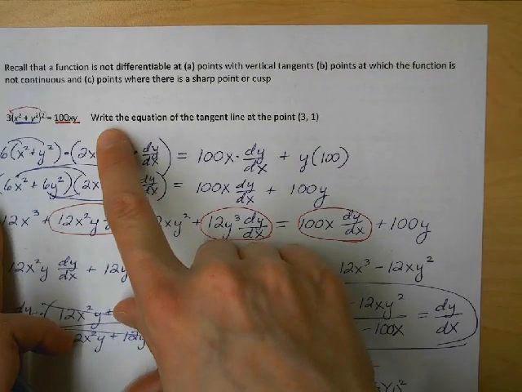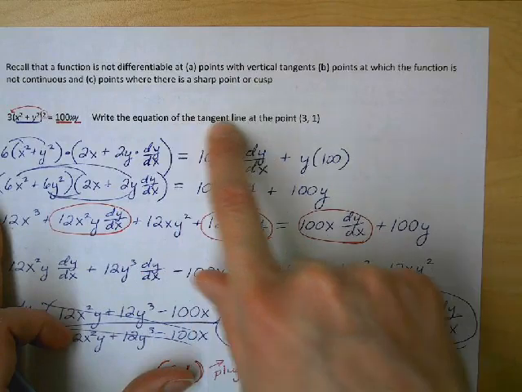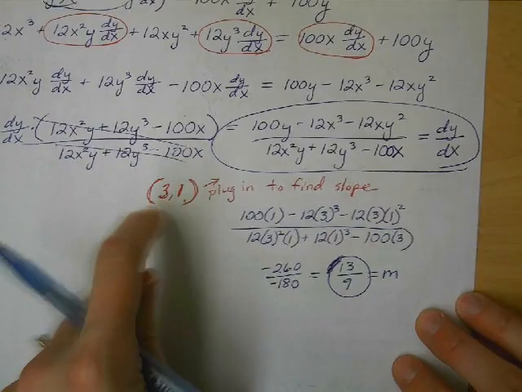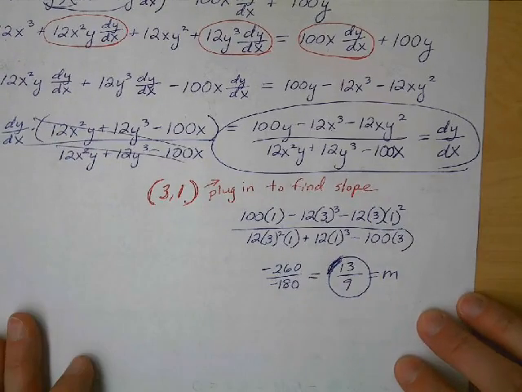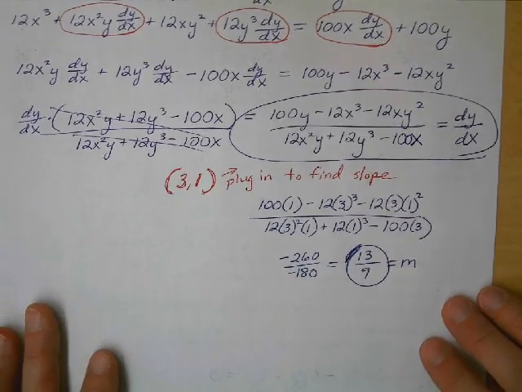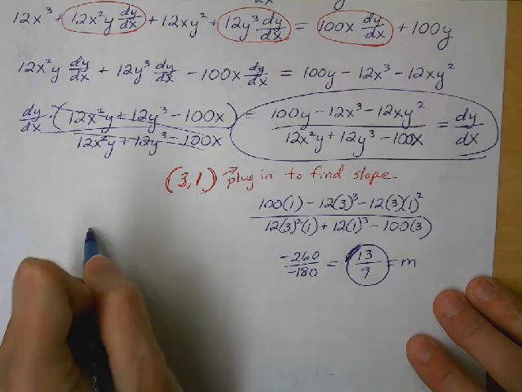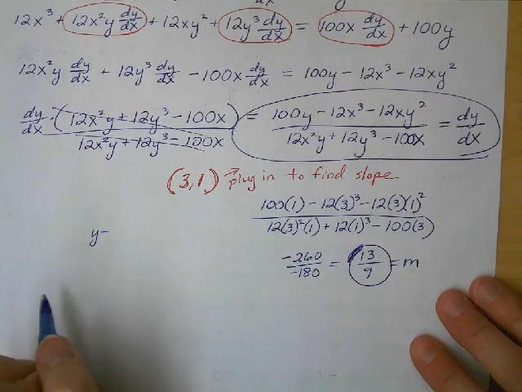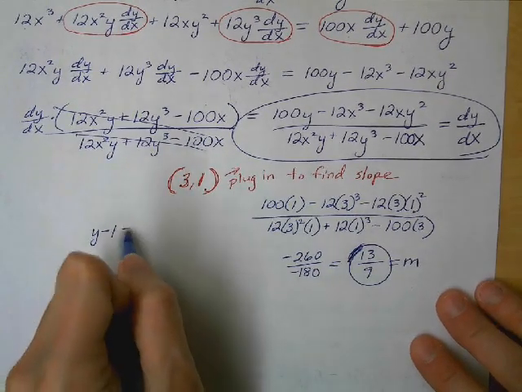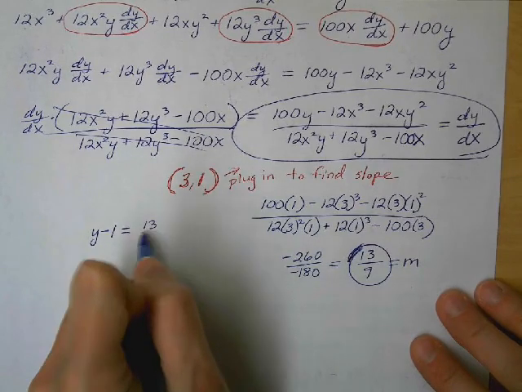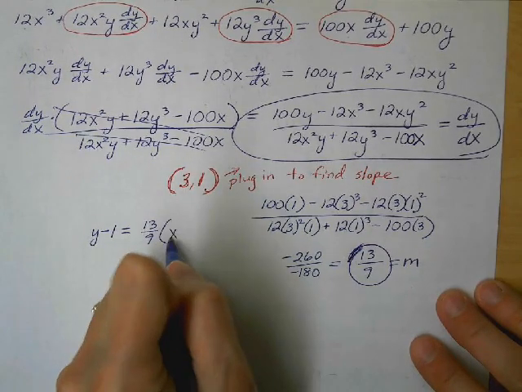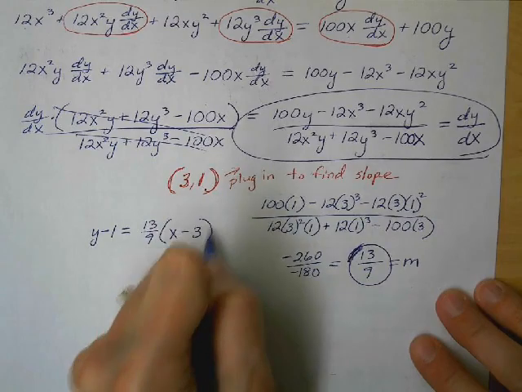Let's see if we did everything they wanted. Write the equation of the tangent line at the point 3, 1. Well, we got the point 3, 1. We plugged it in. We got our slope. How would you write the equation of the tangent line? Y minus y sub 1. Yep, do your point slope formula, and then we got it. Y minus 1 equals, then we got our slope 13 over 9 times x minus 3.